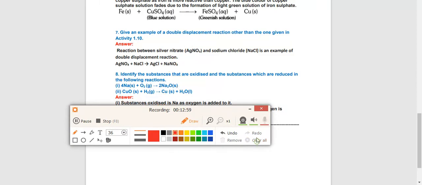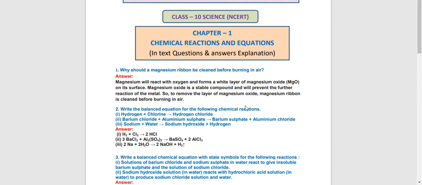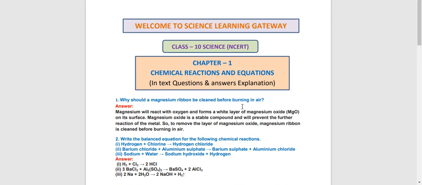So these are the 8 questions which are asked from the in-text part of the first chapter, that is chemical reactions and equations. I hope you have understood these questions, and if you have any doubt you can comment in the comment section. Definitely I will reply to your comment. And in the next tutorial we are going to discuss the exercise question answers, and after that we will start the second chapter from your class 10 syllabus.